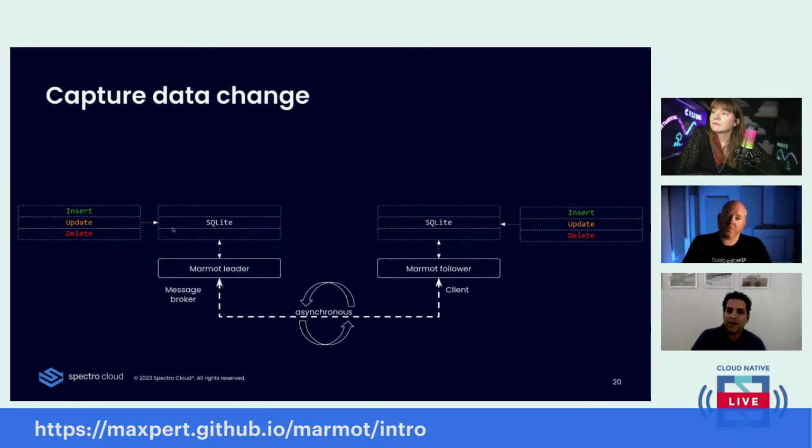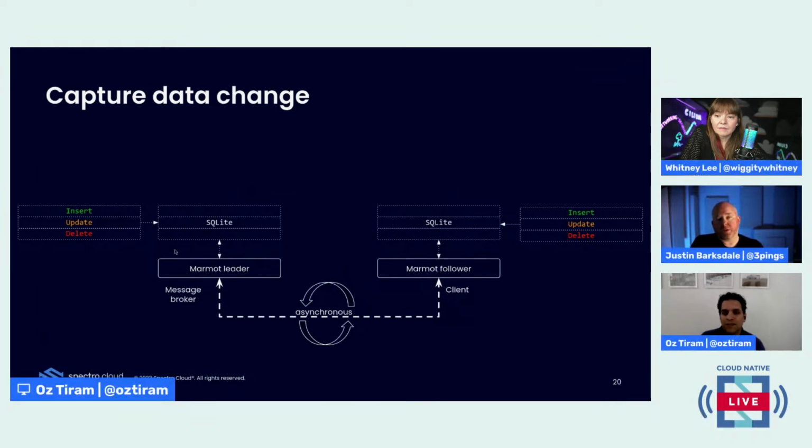How does it work? In theory, you have an SQLite database and you can insert, update, or delete stuff. And when Marmot starts, it creates a collection of triggers on the database. So every action on the database is triggering a message into the Marmot leader.